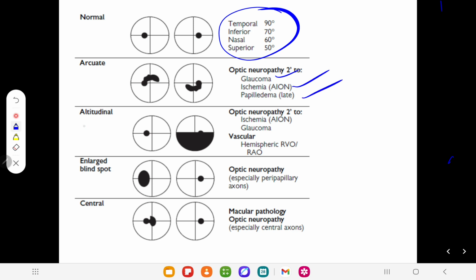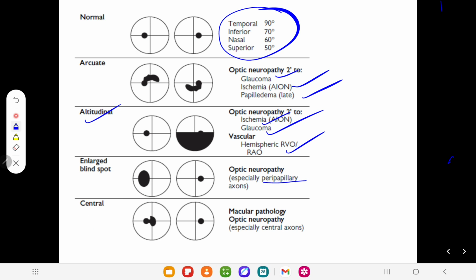of late stage. Altitudinal defect is optic neuropathy, secondary to ischemia or glaucoma, but it's rare in glaucoma. But vascular, it's definitely a vascular defect. There is enlargement of the blind spot. It's a typical case of papilledema. It's very typical in case of papilledema, enlargement of blind spot.